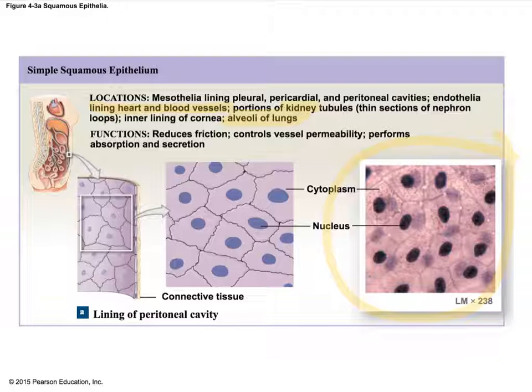So it's not that side view that we saw on the animated ones. You're going to see it from the top, depending on what type of slide you have. This is not a cross section, so this is what you'll see a lot, just flattened cells, and see those good nuclei there.